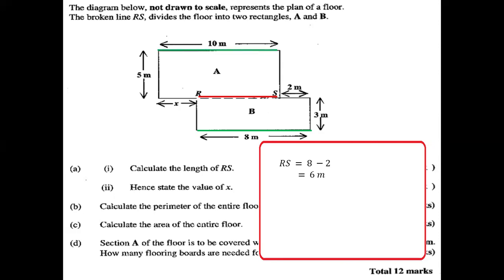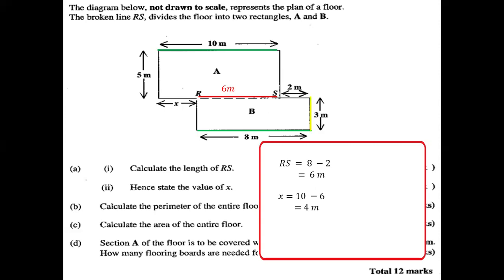That's it. Now, hence, state the value of X, and that is another length that is a part of rectangle A. Since the length for that rectangle is 10, and the answer that we just got from part A1 is 6, when we subtract it from the 10, we get that X value to be 4. Easily done. Part B of the question: calculate the perimeter of the entire floor.